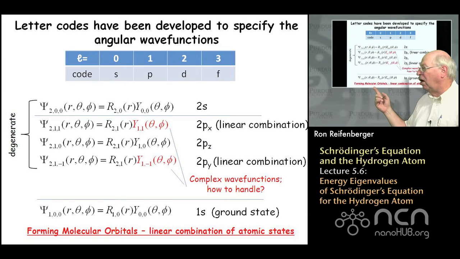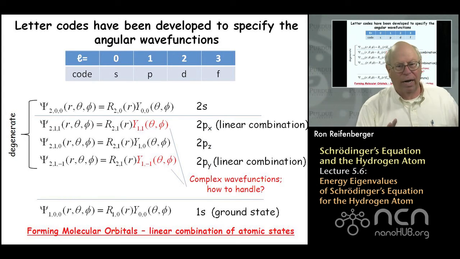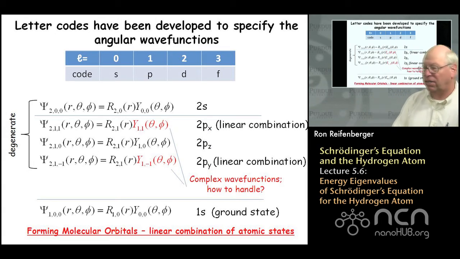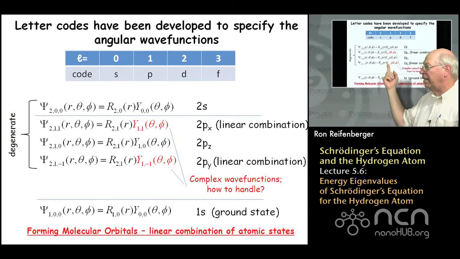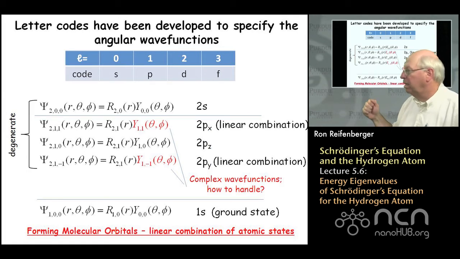I just mentioned that very often in the chemistry literature, these wave functions are combined to form molecular orbitals. Basically, two of these angular functions are complex, so they have real and imaginary parts. Sometimes that's difficult to deal with mathematically, so a lot of people rewrite these wave functions with imaginary components by linearly combining or linearly subtracting the two wave functions to eliminate the imaginary term.